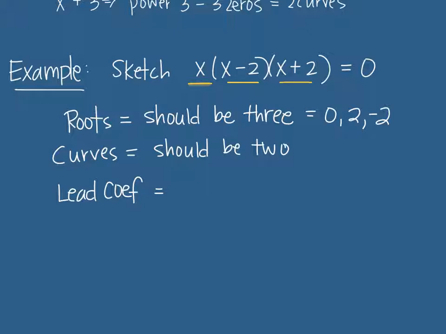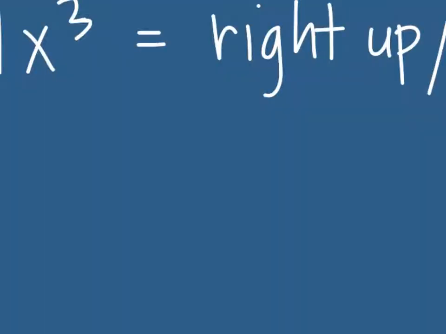x cubed. What's the leading coefficient on x cubed? Positive or negative? It's positive. So the leading coefficient is 1 on x cubed. If it's positive, we know that the right side is going up, and we know that the left side is going down.